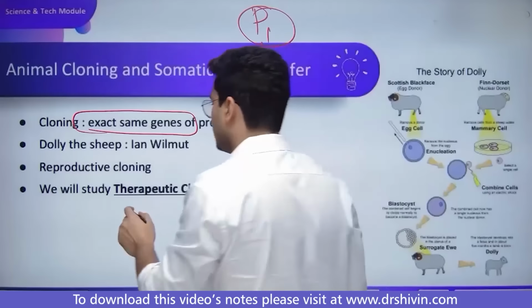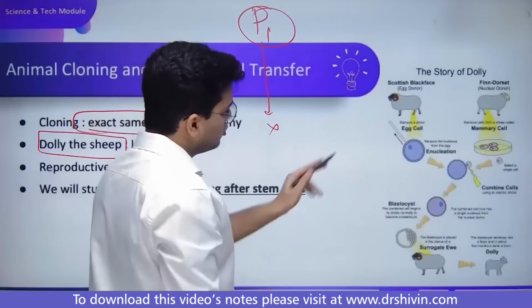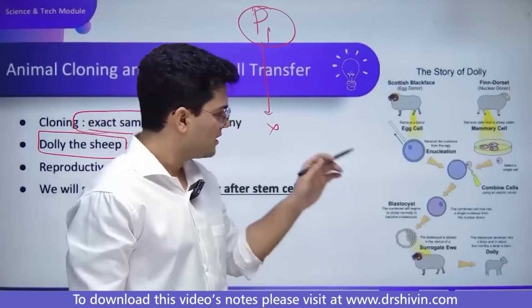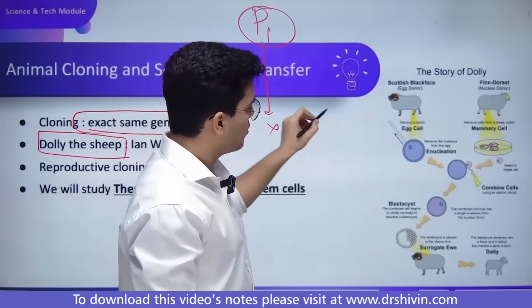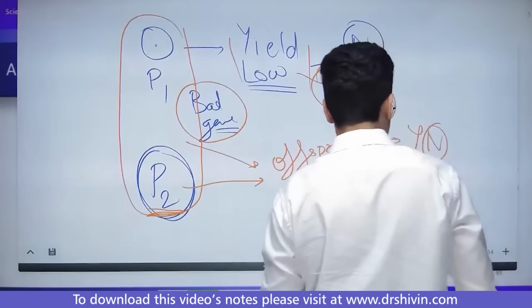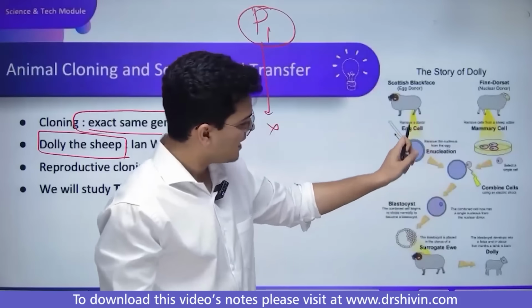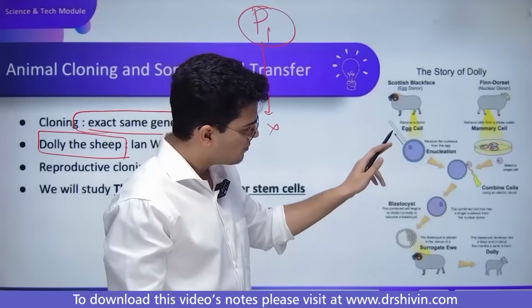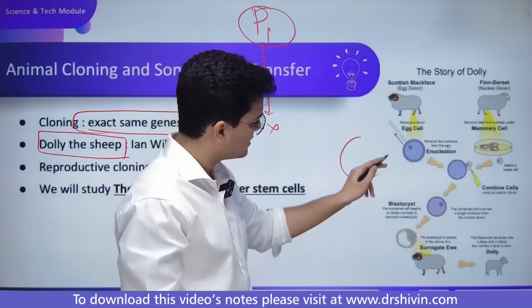This was first done in the case of Dolly the sheep. Dolly the sheep. This was the first ever cloned animal. क्या किया गया? We took one egg. We took one egg cell of a normal healthy sheep. Okay. Normal healthy sheep का हमने लिया एक egg cell.